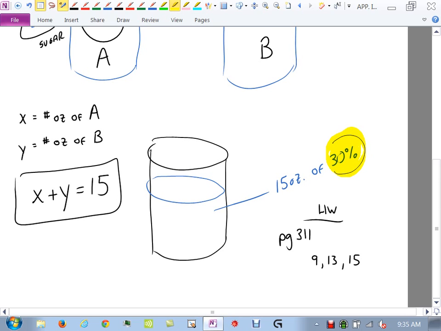Now, the next part is to use somehow this 30% that we want at the end. We want our final mixture to have 30% sugar in it, right? So the way that we do this, and I'm trying to guide you through this, is I'm going to start a new page. Remember, X is the number of ounces of A. Y is equal to the number of ounces of B.